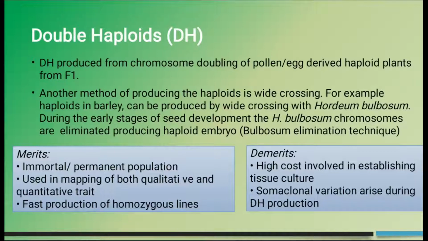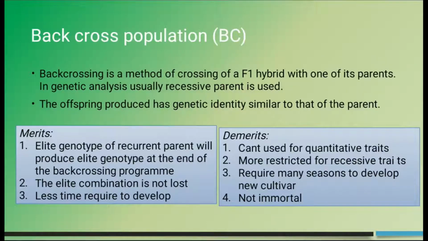Another population is called doubled haploids. Doubled haploids are produced by chromosome doubling of haploid plants, which are developed by in vitro or in vivo methods. The merits are that it is an immortal, permanent population. We can use it for mapping and as parents for hybridization, and it is fast. This is the fastest production method for homozygous lines, and it shortens the breeding cycle. The demerits are that it incurs high cost to develop the doubled haploid population, and somaclonal variation may affect the homozygosity of these populations.